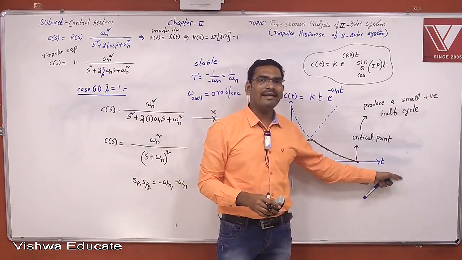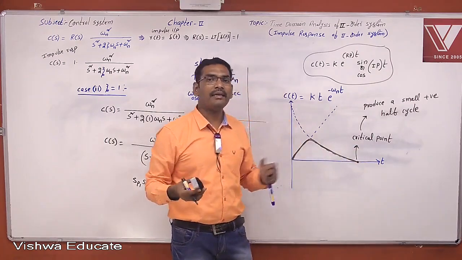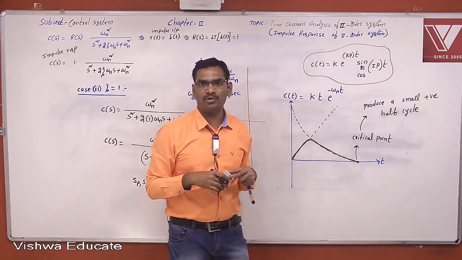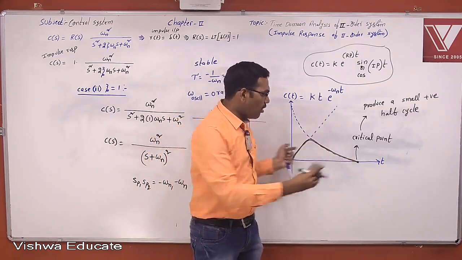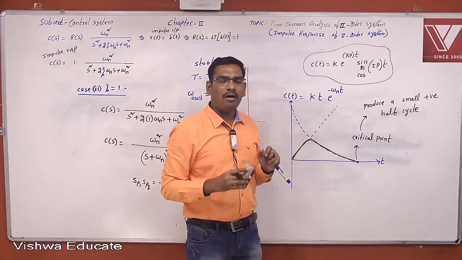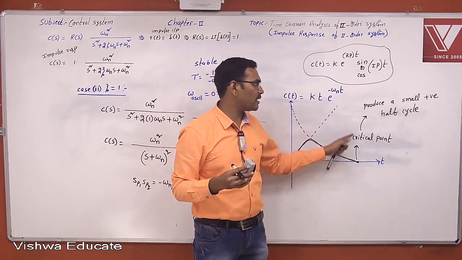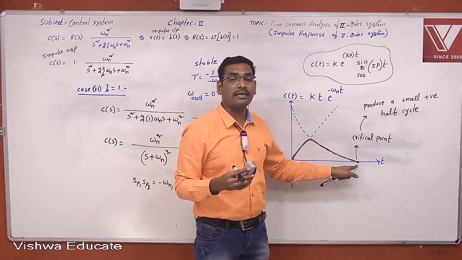So one more negative half cycle, one more full cycle, there may be a chance of a time period, there may be a chance of frequency, whose nature is the same as that of delta equal to 0, a completely oscillatory nature. But here at this critical point, all the oscillations are wound up, the oscillatory nature is gone, and the frequency of oscillation is 0 radians per second. It produces a small positive half cycle. Therefore this point is called a critical point.